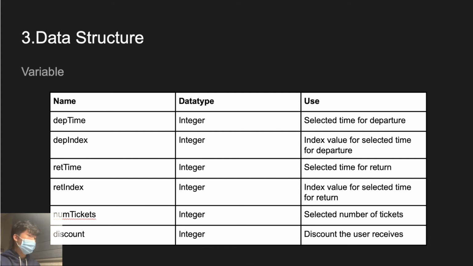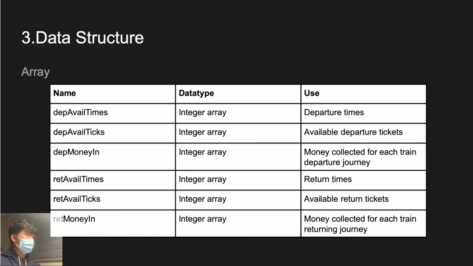And similar to dep time and dep index, ret time and ret index would also be used. And then num tickets, which is an integer variable used to store selected number of tickets the user wants to buy. And finally, discount, another integer variable which stores the discount the user receives. So all the variables used in task 2 will be integer variables.